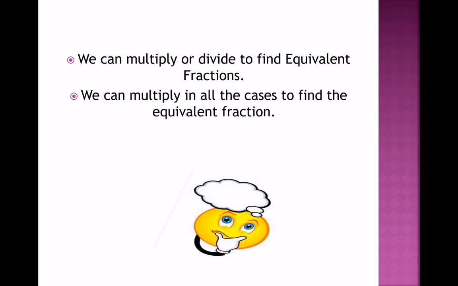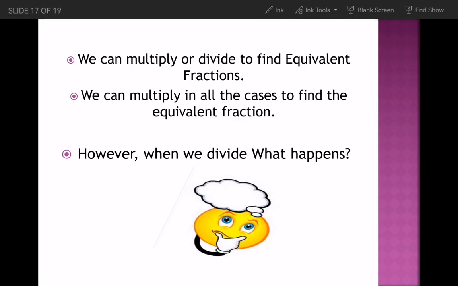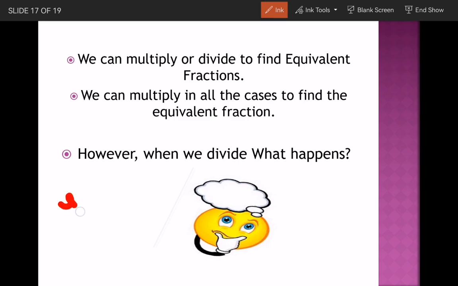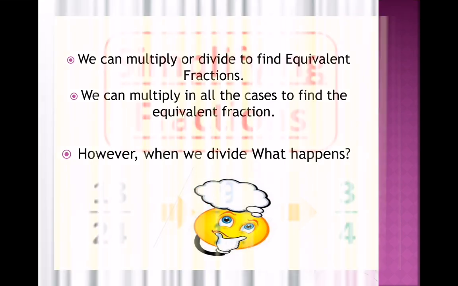But what happens when we multiply? In all cases, we will find equivalent fractions. What will happen if we divide the fraction? For example, if I have 4 over 8 and we divide it by 4 up and down, what happens to the numbers in the fraction? It's getting smaller. It's getting more simplified.